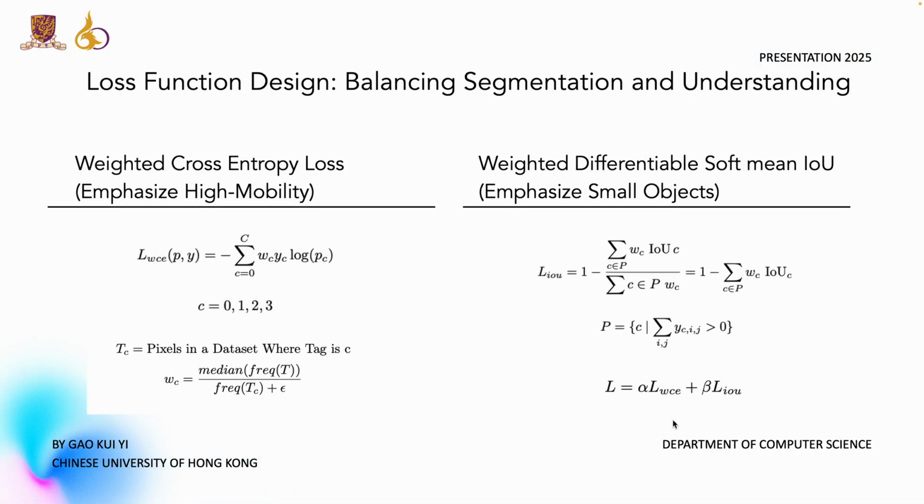So for the loss function design, we use the weighted cross entropy loss, and to emphasize the high mobility things, we define the weight WC as the pixel level frequency of each kind of tagged objects, reversed. So which means we put more attention on the objects with a certain tag that occupies less pixels. So we pass down this weight also to the IOU calculation, which we use a differentiable soft IOU that can achieve better convergence in segmentation over smaller objects. And finally, we combine the two parts of the loss function with another two parameters to scale up the training process, which we want to achieve a balance between segmentation and the understanding part.